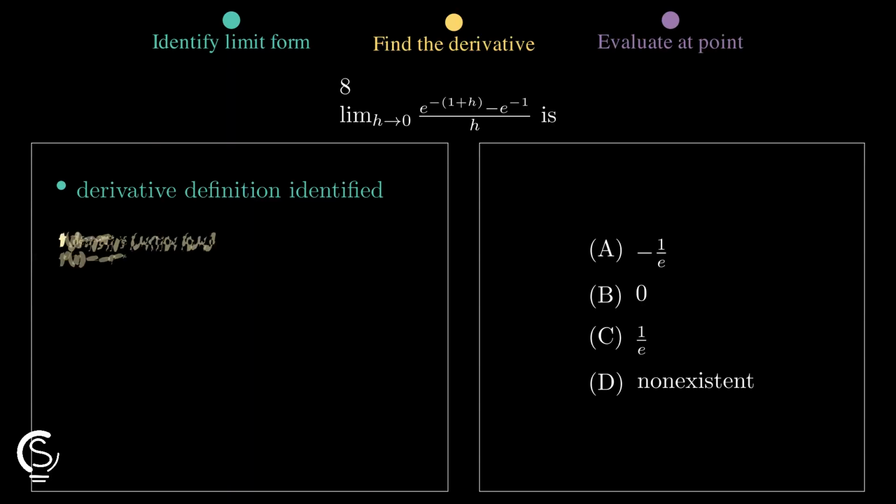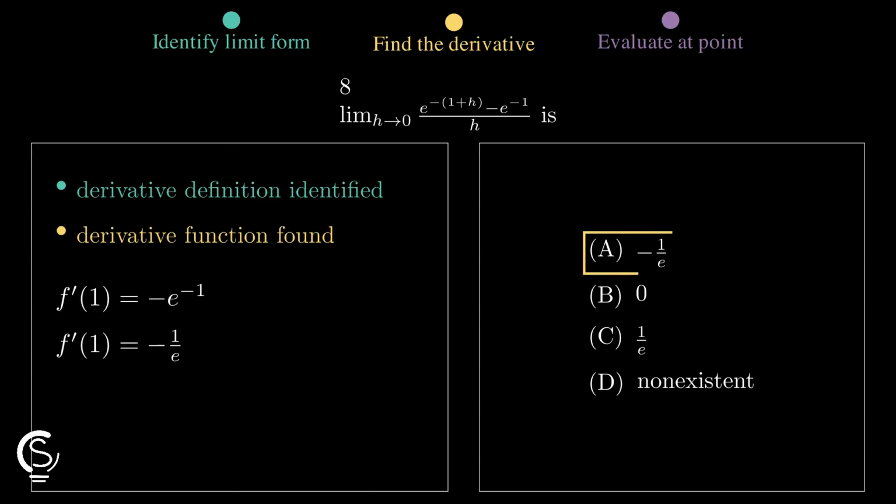Finally, substitute x equals 1 into our derivative formula. This results in negative e to the negative 1, which simplifies to negative 1 over e. That makes option A correct.